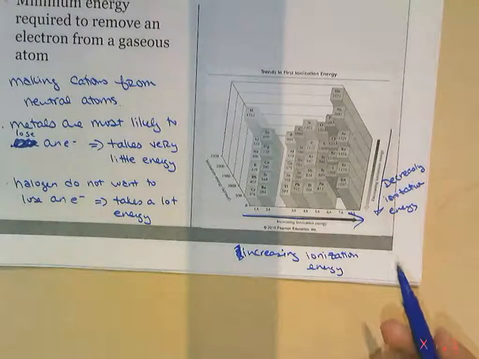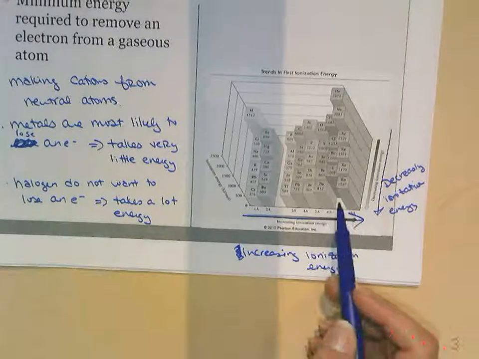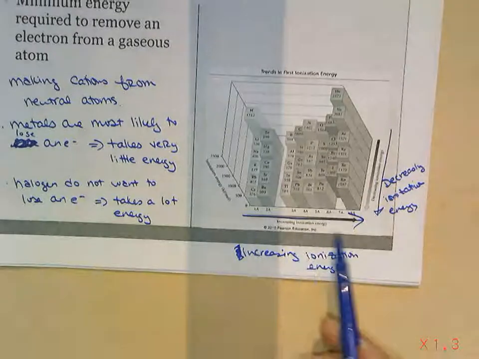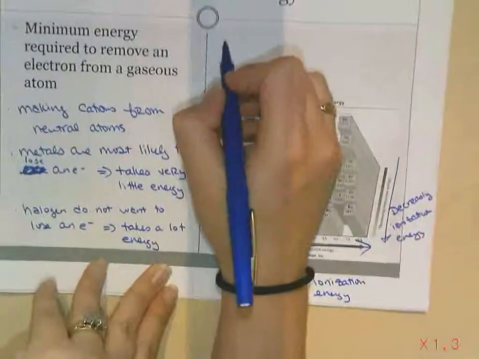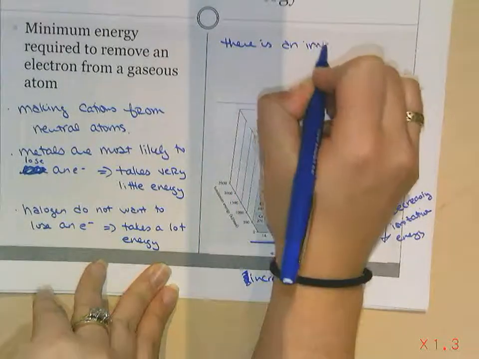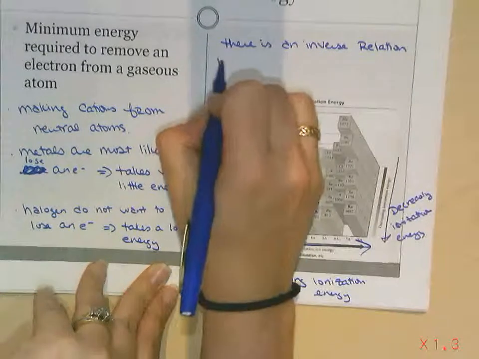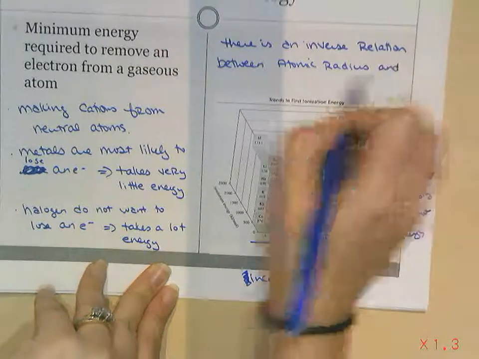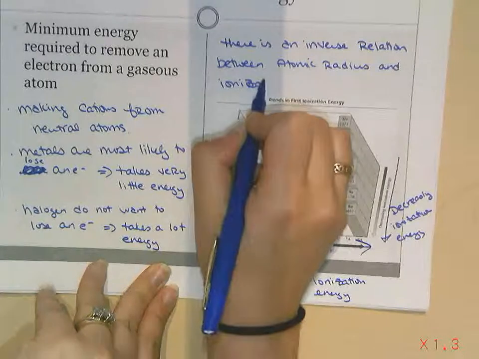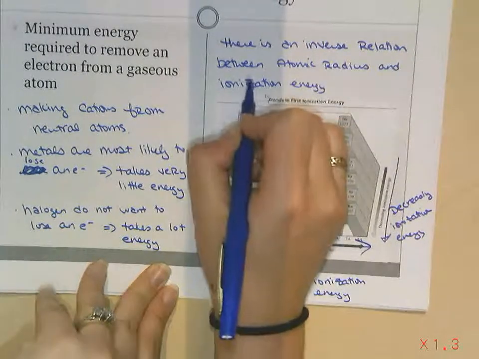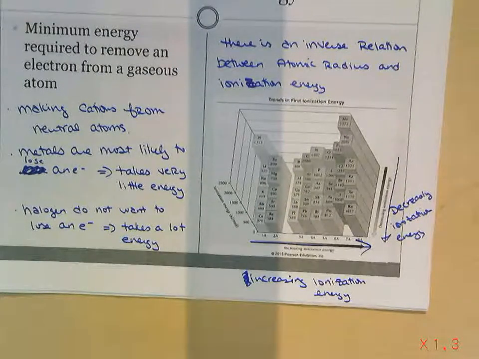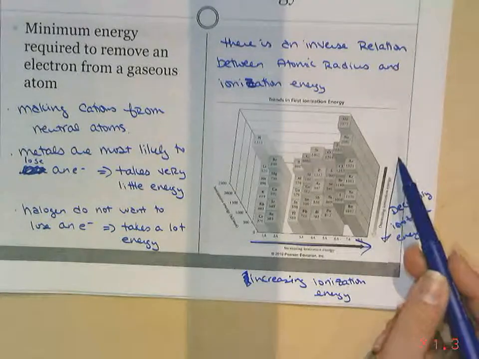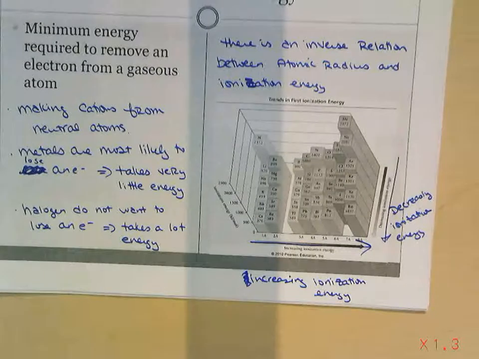It takes less energy to take 1. If you already have 86, you're willing to give up 1. So that's the decreasing this way. So there's an inverse relation between atomic radius and ionization energy. Before we have decreasing radius this way, so that's an increasing ionization. We had increasing radius, so decreasing ionization energy. They're the opposites. So if you know one, and you know it's the opposite of the other, you know both.